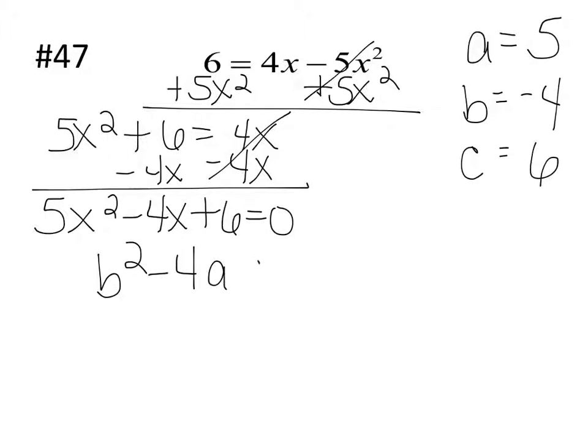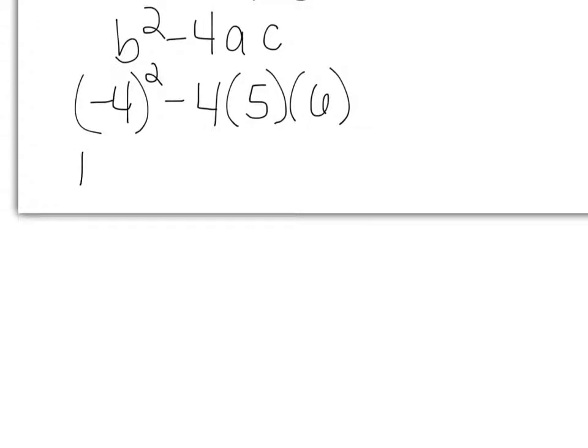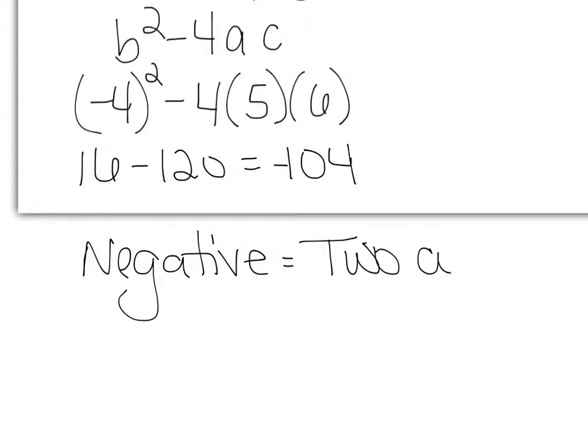Again, we're plugging into b squared minus 4ac to find the discriminant. So it's negative 4 squared minus 4 times 5 times 6. Negative 4 squared is 16. Negative 4 times 5 is negative 20. And negative 20 times 6 is negative 120. 16 minus 120 is negative 104. So you have a negative number. If you get a negative number, then that means that you have two complex but not real solutions.